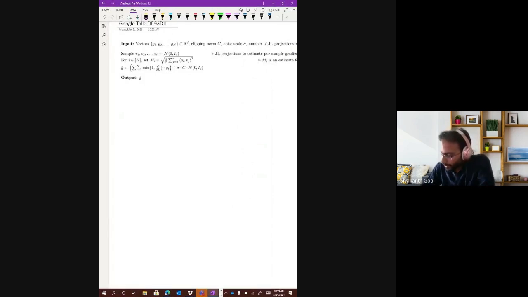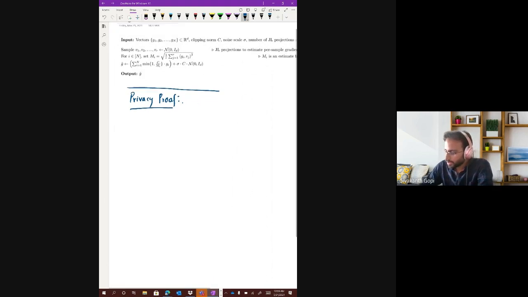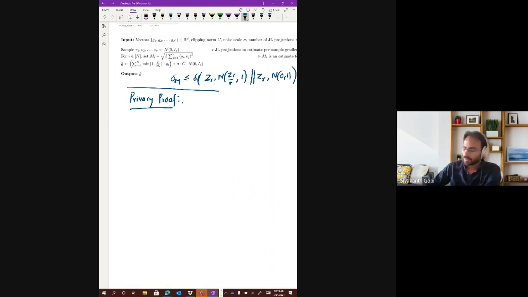So yeah, the privacy proof of this. Recall that we wanted to show that the delta M is at most delta ZR and ZR by sigma, comma 1, and ZR and 0, 1. I'll assume that C is equal to 1. For simplicity, it's the same proof even otherwise, it doesn't really matter.